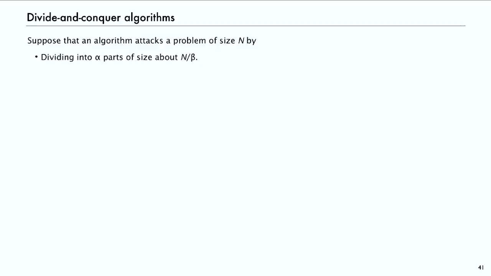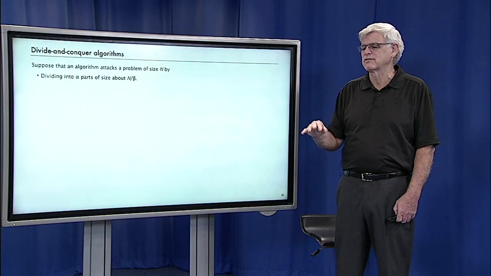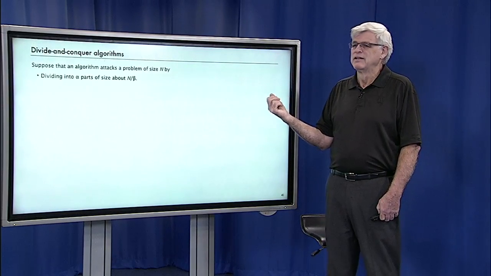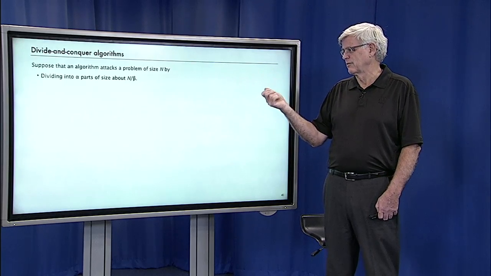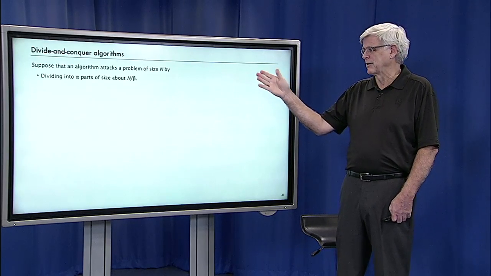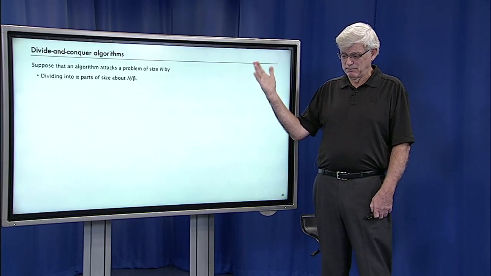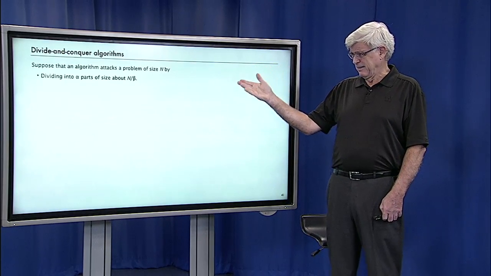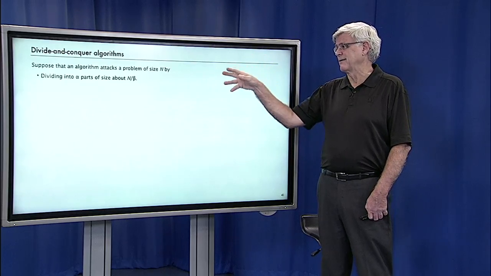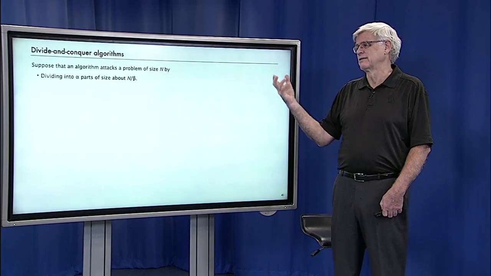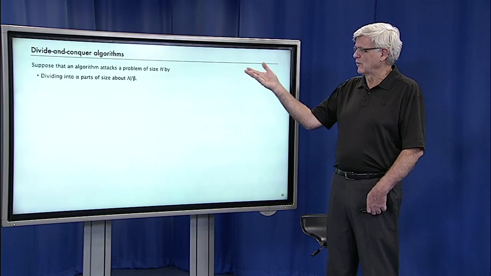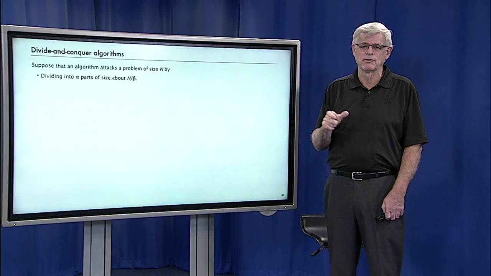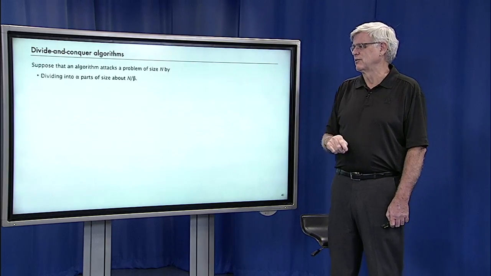First, divide it into smaller parts. So in the case of merge sort, it was divided into two parts of size n over 2. More generally, it might be parts of maybe different size, so we'll pick a factor beta. So it could be n over 3 or n over 4 or whatever. And not only that, it might not add up to n. So there might be multiple parts, and say 3 parts of size n over 2, or 7 parts of size n over 8, or whatever. So it parameterizes both the number of parts and the size of each part.